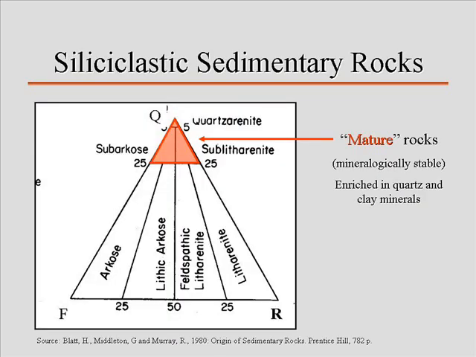What about this? This is our dreaded QFR diagram, and what does the concept of mature actually mean? It means that it's been transported a long distance. Erosion has happened a lot, so most of the feldspars and other rock fragments have been eroded away. Or weathered away, and it has to do with chemical stability, correct? Yes. As you should be aware, different minerals are stable to different degrees at the surface of the Earth, and around here, quartz is just about the most stable thing we have.